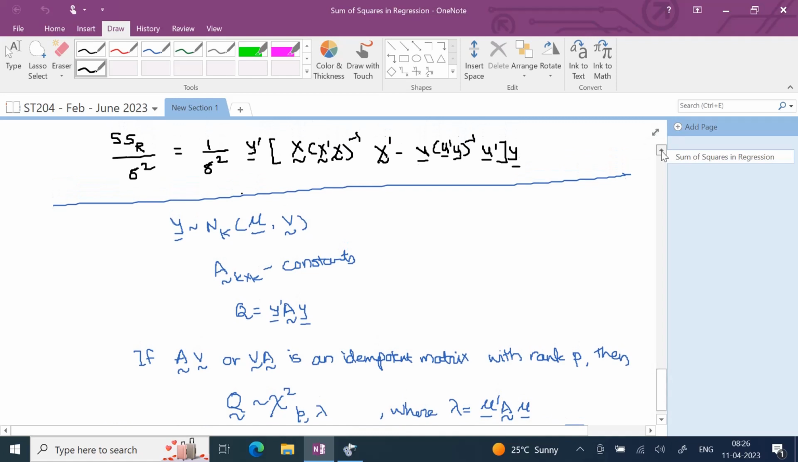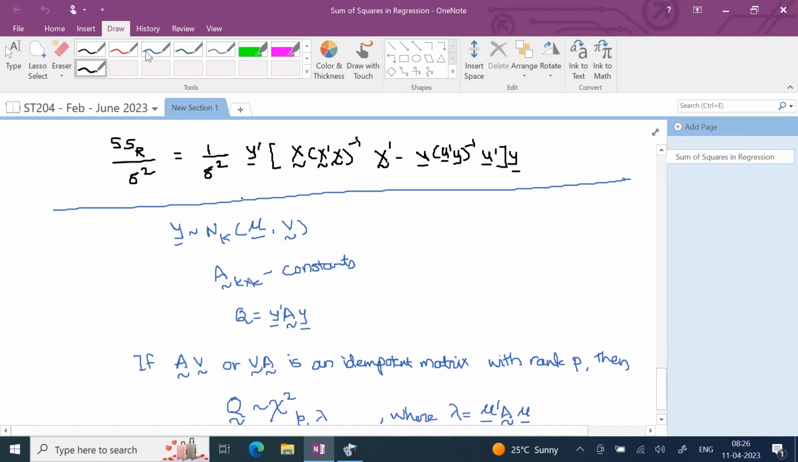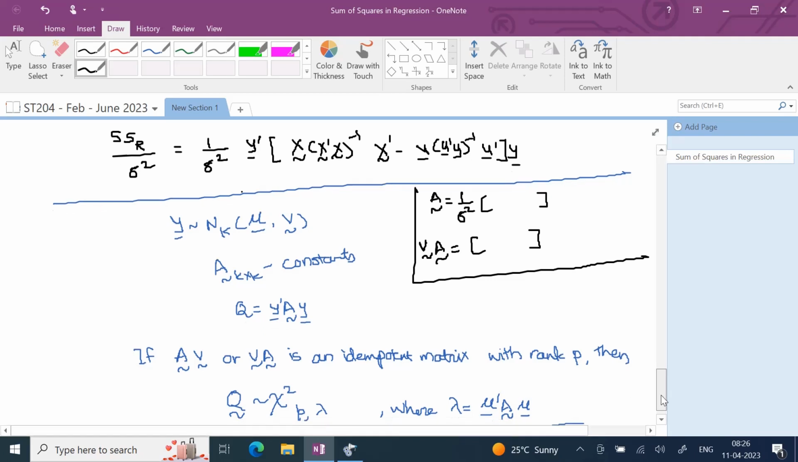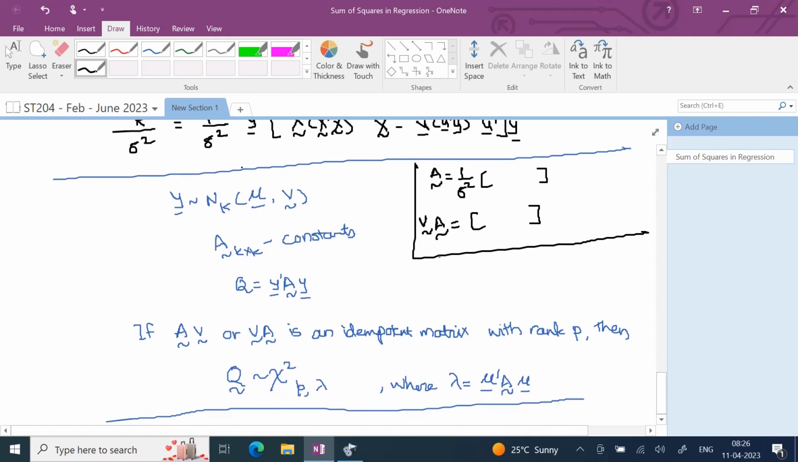Let me repeat what I am saying. So in this particular case, my A matrix is 1 by sigma square into the big matrix. So V into A is basically the big matrix because variance covariance matrix is sigma square into I. So sigma square gets cancelled. And we have proved that this is idempotent. The matrix in the square brackets here is idempotent, that we have proved. So we will use this result to conclude that y prime Ay will have chi-square distribution.